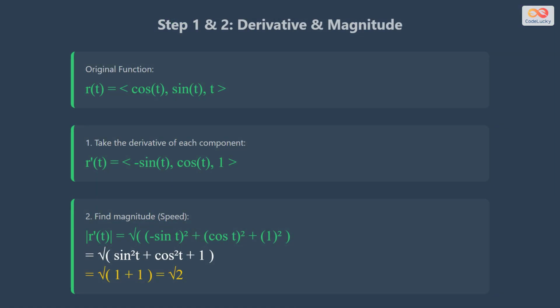Step 1 is to take the derivative. The derivative of cosine t is negative sine t, the derivative of sine t is cosine t, and the derivative of t is 1. Next, we find the magnitude. We square each component. Negative sine t squared plus cosine t squared plus 1 squared. Using the identity that sine squared plus cosine squared equals 1, this simplifies beautifully to the square root of 2.